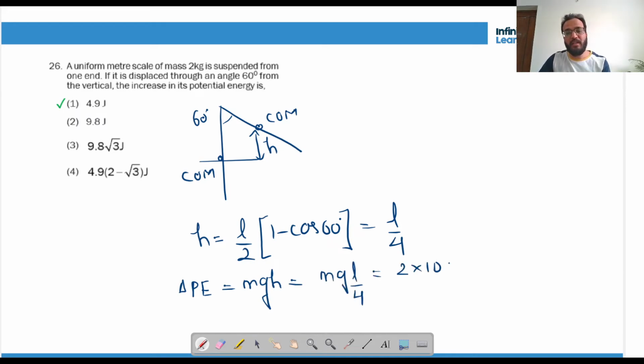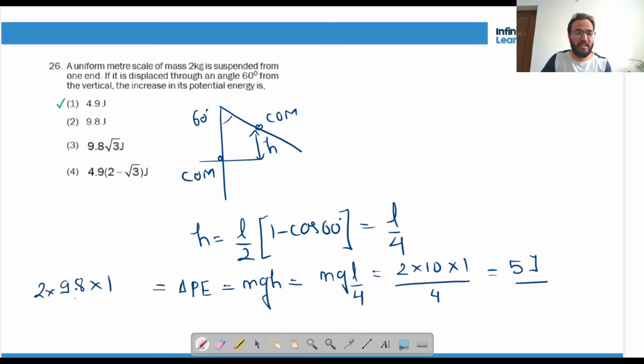So 2 into 10 into meter stick length 1 upon 4. Okay, so it is 5 joules. I hope they have taken g as 9.8. If you take g as 9.8, then it will be 2 into 9.8 into 1 by 4. Then your answer is 4.9 joules. Got it?